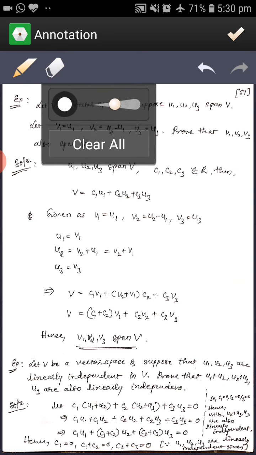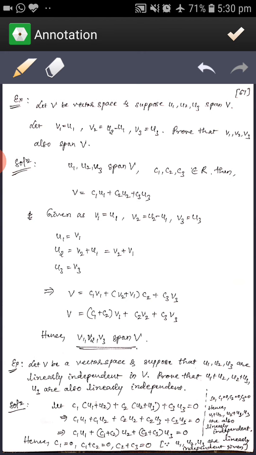Similarly, as above, we can say that c1 into (u1 plus u2), c2 into (u2 plus u3), and c3 into u3 is equal to 0. If you do the multiplication and take the common terms, you will get c1 u1 plus (c1 plus c2) into u2 plus (c2 plus c3) into u3. Since it is given that u1 u2 u3 are linearly independent, we can say that c1, c1 plus c2, and c2 plus c3 individually equal 0.